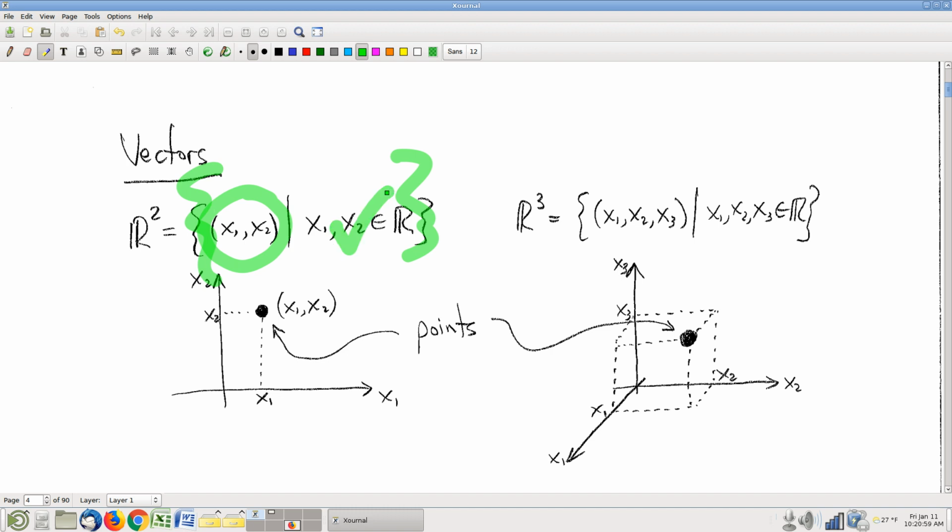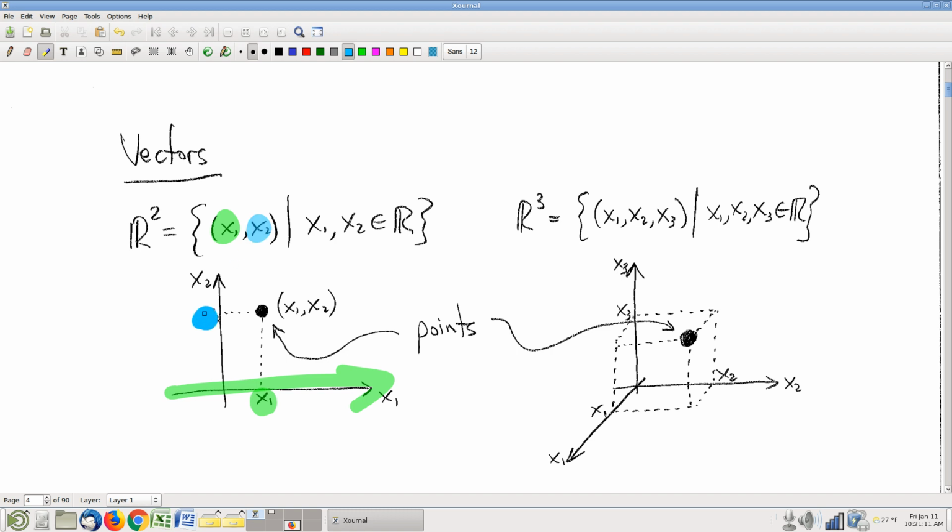Right? Okay, so now, of course, those ordered pairs, if you want to view them geometrically, you can take x1 as being the coordinate along this axis. You can take x2 as being the coordinate along that axis. And then this ordered pair, this combination, you can interpret as the point. So that's hopefully a very familiar concept.